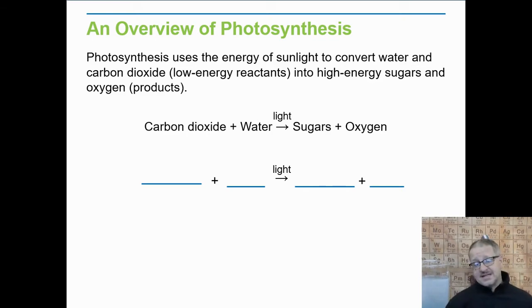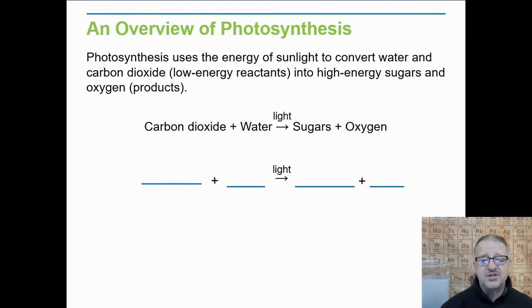So photosynthesis uses the energy of sunlight to convert water and carbon dioxide into high energy sugars and oxygen products. What we have here on the board is what we call the photosynthesis formula. We see it's carbon dioxide plus water with some light energy, which produces sugars and oxygen. Plants use the sugars then to produce complex carbohydrates like starches and to provide energy for the synthesis of other compounds, including proteins and lipids.